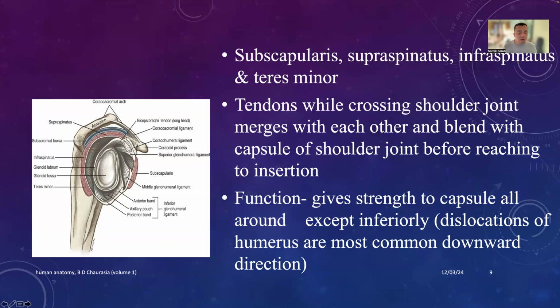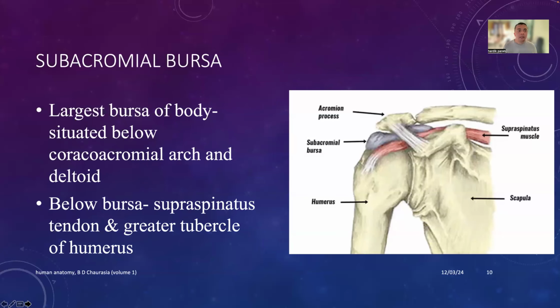So this is your rotator cuff. Now, another important structure which is present in this area is the subacromial bursa. Again, we will find many patients who are suffering with subacromial bursitis. They have pain while doing overhead activities because the bursa is getting inflamed over here.